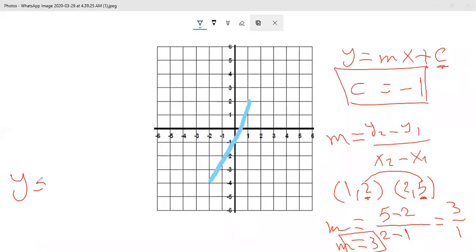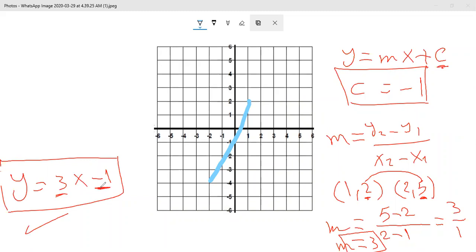It's y equals 3x minus 1. Excellent. y equals 3x minus 1. Who can explain the general form of the equation now? Who can explain this equation? From where 3, from where negative 1? Who can explain it?